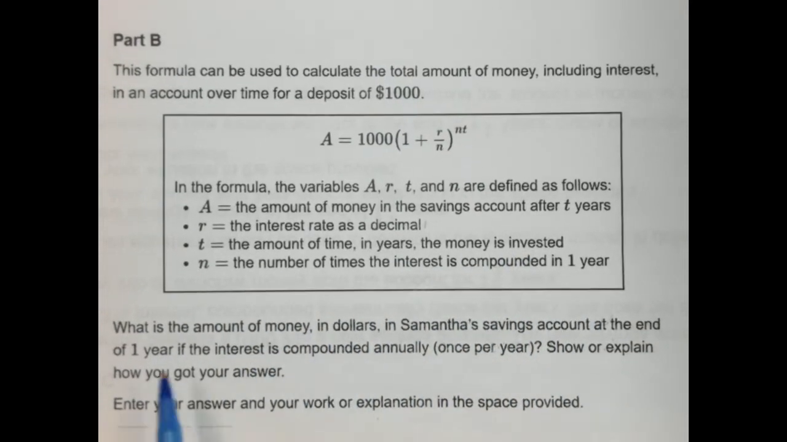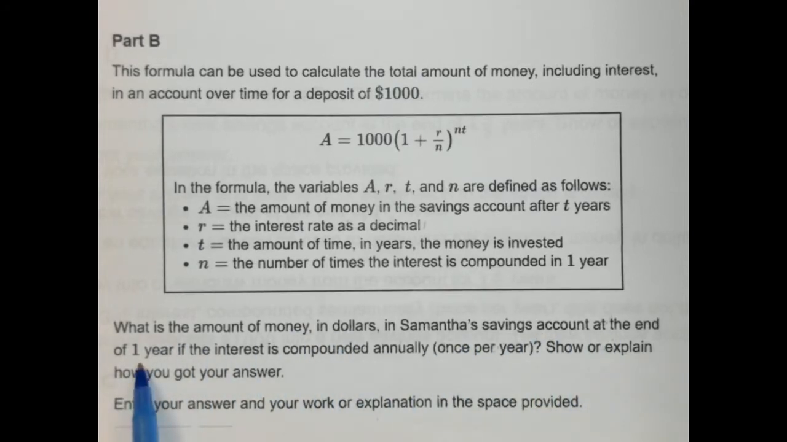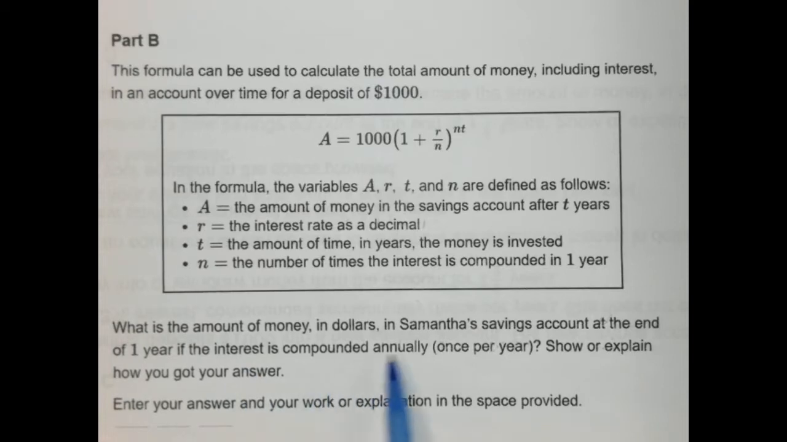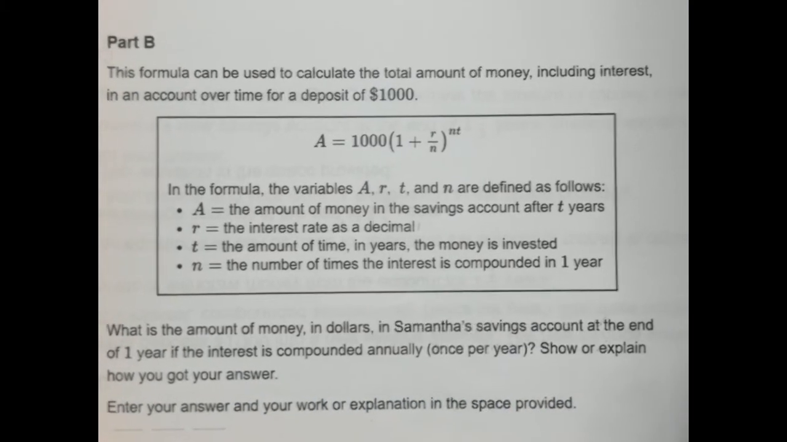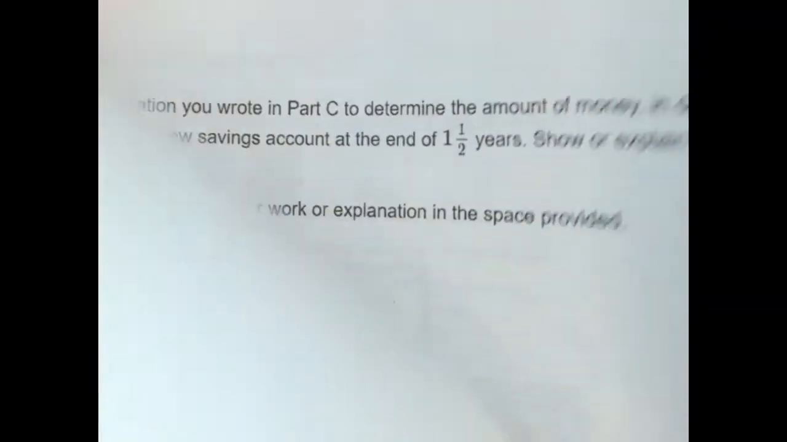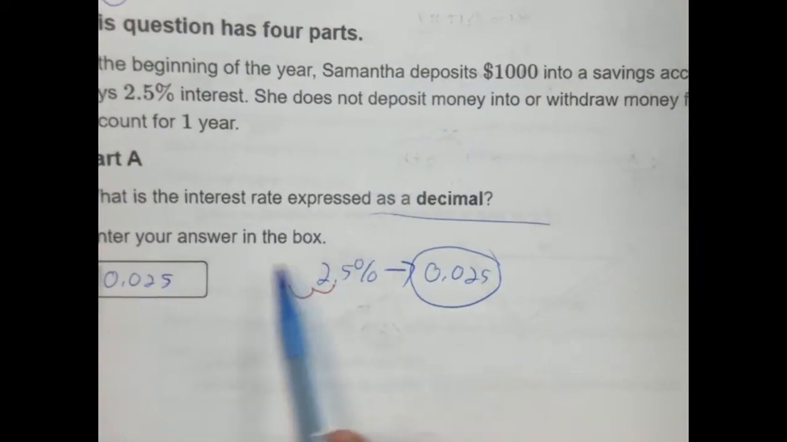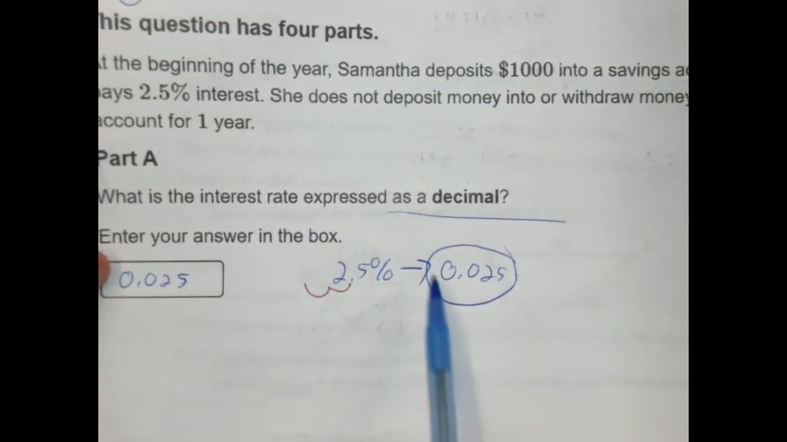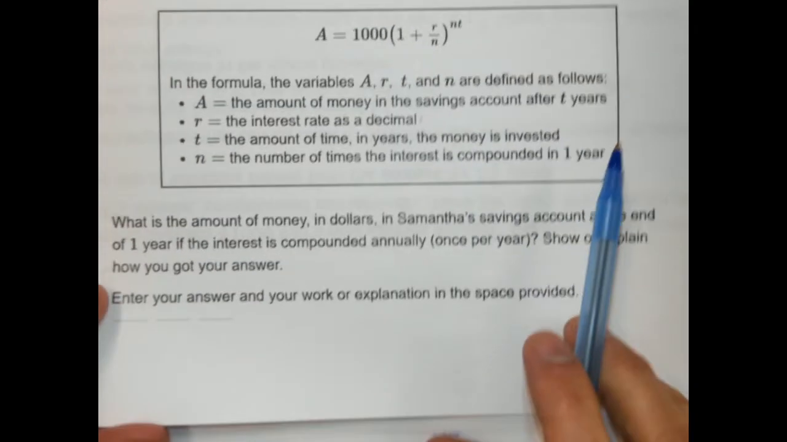What is the amount of money, in dollars, in Samantha's savings account at the end of 1 year if the interest is compounded annually, once per year? Show or explain how you got your answer. So we're going to take this formula and we're going to plug some stuff in. We have to use this interest rate as a decimal because it's still Samantha we're talking about here.